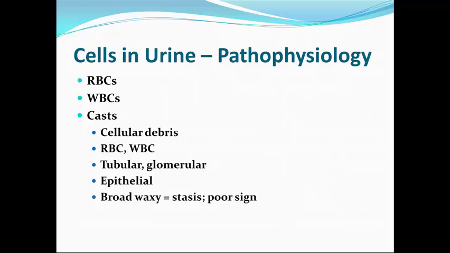The last type of cellular debris that is very useful is to look for something called broad waxy casts. Broad waxy casts are a sign of stasis within the tubules, and it's a very poor sign of kidney function, because these are little bricks. In order for these little bricks to collect and conform to the lumen of the tubule, you know that there had to be stasis of flow through those tubular structures.